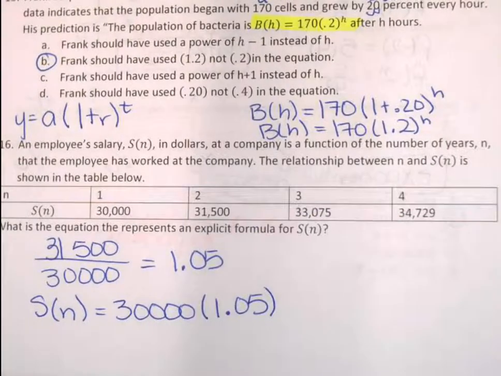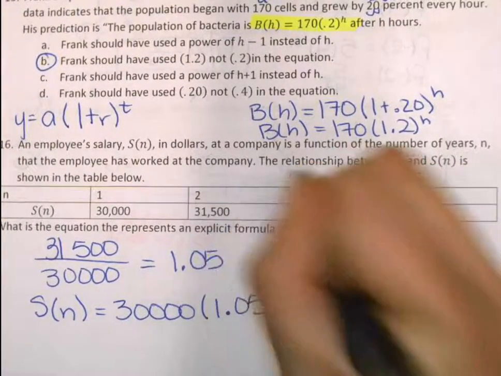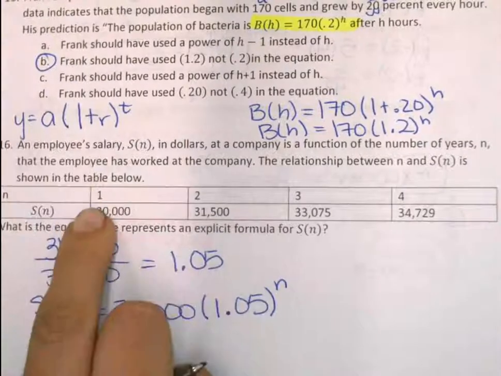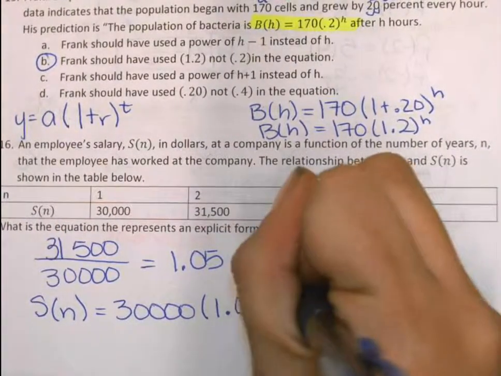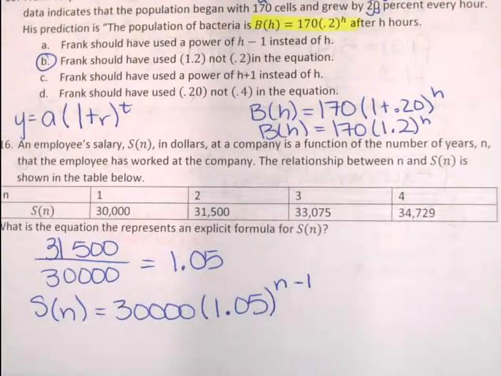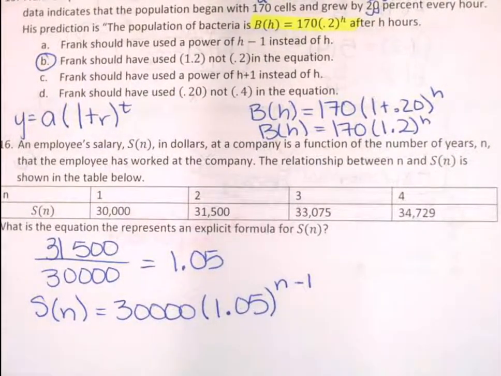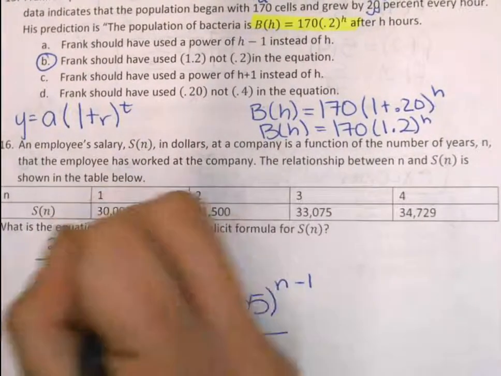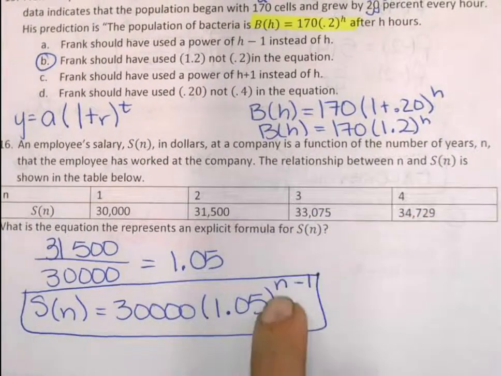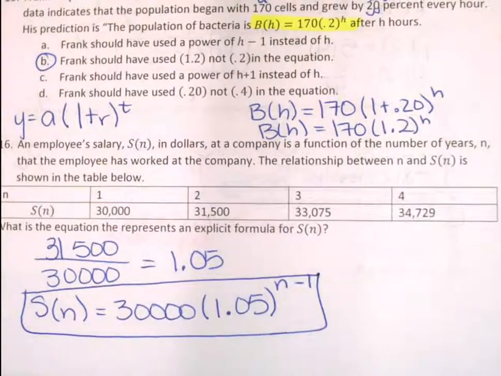Now, this is the tricky part. My exponent's going to have an n, but because we didn't start at 0, and I need this to start at 0, I'm going to do n minus 1. This doesn't make sense, to make money even if you're not working at the company. So, this starts when they start working at the company at their first year. That's when they start making the $30,000. Moving on.